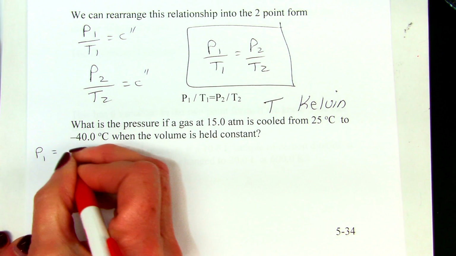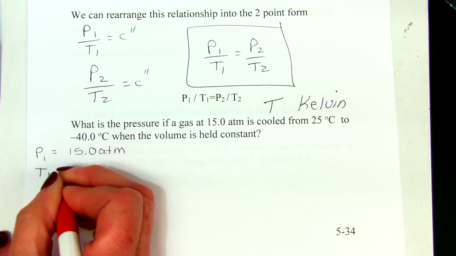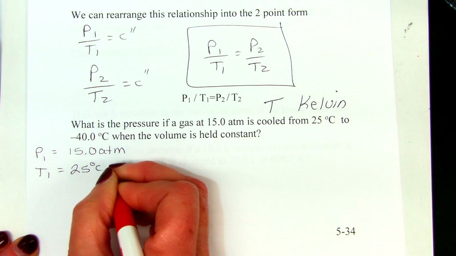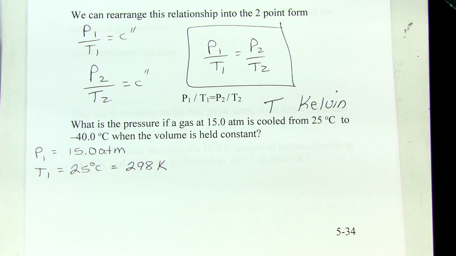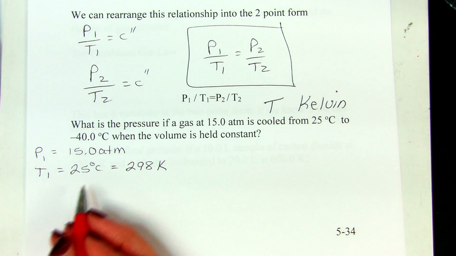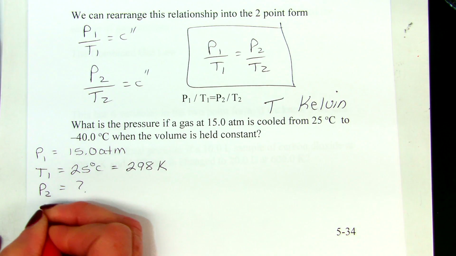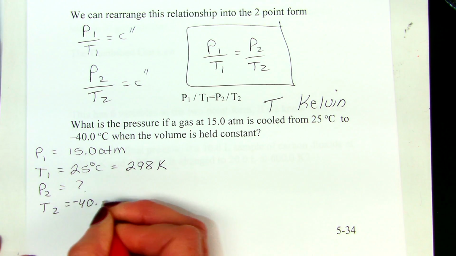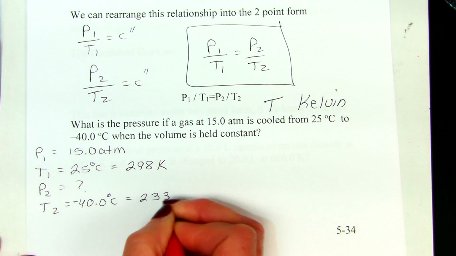So my original pressure is 15 atmospheres. My T1 is 25 degrees Celsius. I'm stopping in the ones place, so that's equal to 298 Kelvin. Does anyone need to see me do the temperature conversions anymore? Or you know to add 273.15, we stop in the ones place here. My new pressure is the unknown, and my new temperature, negative 40 degrees Celsius, is equal to 233.2 Kelvin.